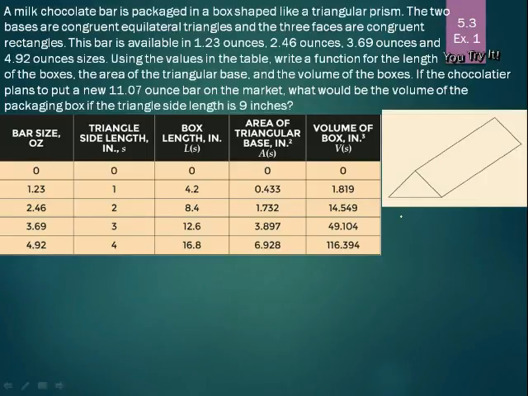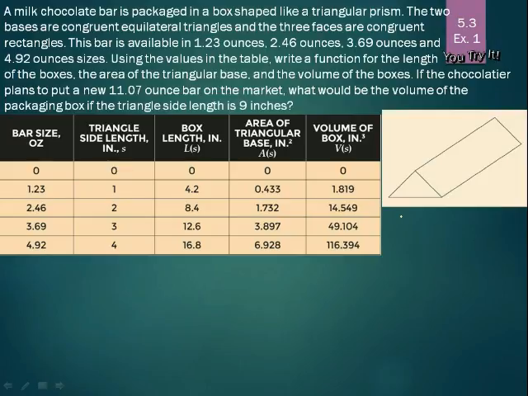A milk chocolate bar is packaged in a box shaped like a triangular prism. The two bases are congruent equilateral triangles, and the three faces are congruent rectangles. This bar is available in 1.23 ounces, 2.46 ounces, 3.69 ounces, and 4.92 ounces sizes.